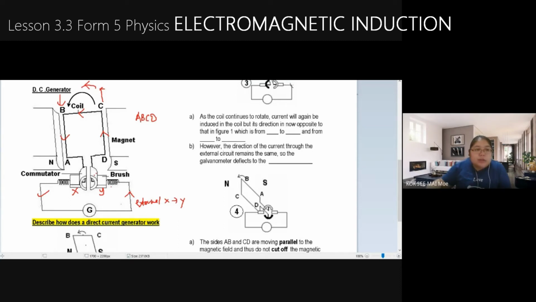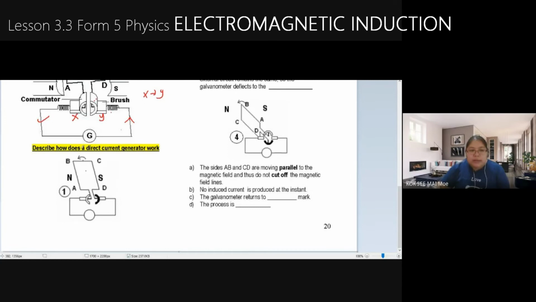Nobody answered me. Okay, all right, again. External, if you start from here, it is okay. X, Y, still okay, external X to Y. So from here, outside is X to Y. Then inside is DCBA, not ABCD, because I count from here. D to C, B to A. Then X to Y. This is how it flows. This is a generator, the starting position.